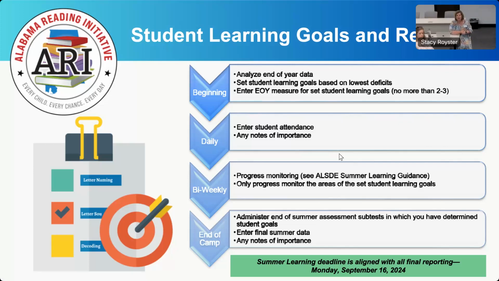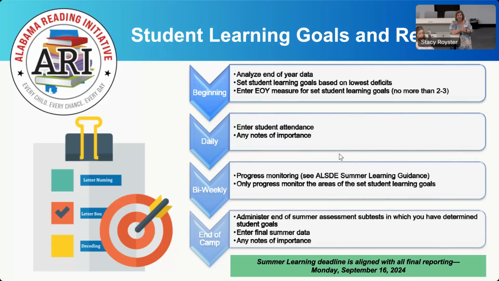you have for your students. You're going to monitor attendance of your students daily, and there's opportunity for you to add any notes of importance. And then bi-weekly, which if you're doing a 4-week summer learning camp, is falling in the middle of camp, you're going to progress monitor your students on those same goals that you have. You're only going to progress monitor on those same set of learning goals, not the whole early years assessment, but just those subtests.